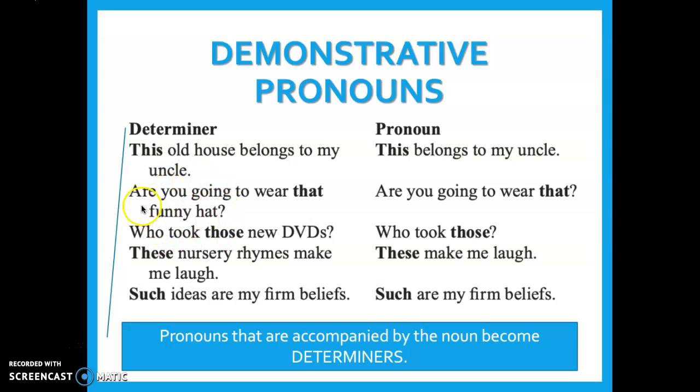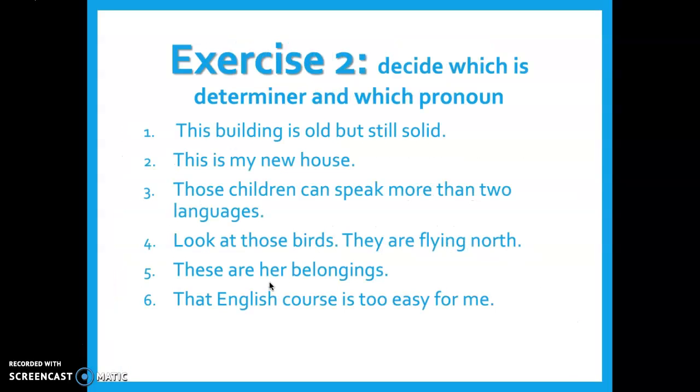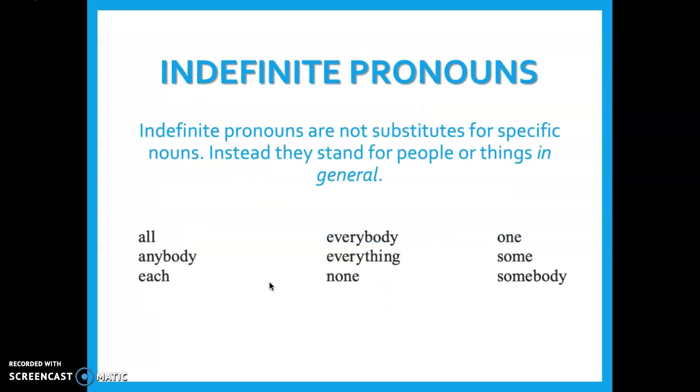So the principle is, when you see a pronoun accompanied by the noun, like that with funny hat, those with new DVDs and the rest, then they are not pronouns anymore. They are the so-called determiners. Okay, so they serve an entirely different function. All right, exercise. So I'd like you to decide which one is a determiner, which one is a pronoun. Okay, that's quite self-explanatory.